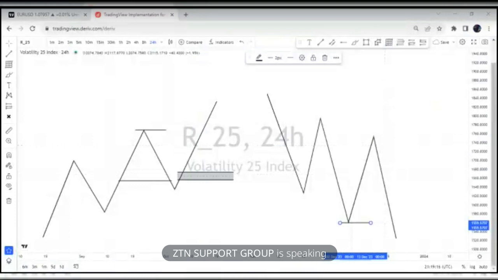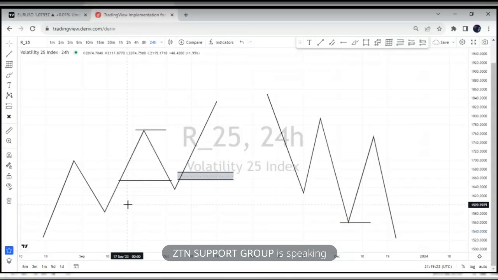Does that make sense? I believe it makes sense. It makes a lot of sense now.